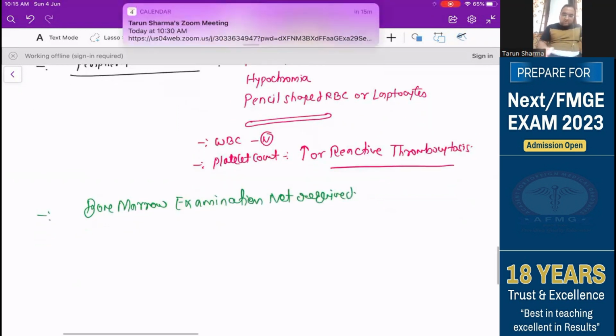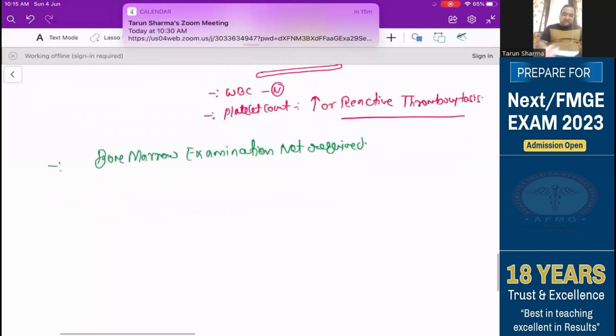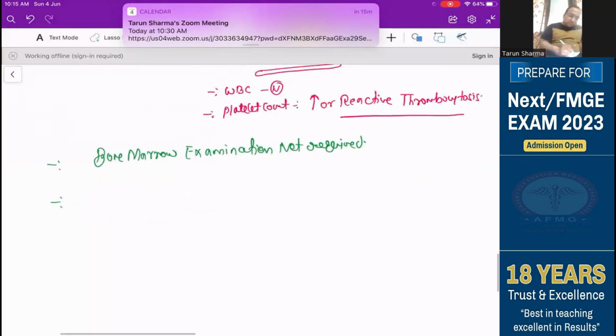So still we are not able to make out the exact diagnosis that it is iron deficiency anemia, because on peripheral blood smear also we are getting only the same thing, that is the microcytic hypochromic picture. So how to confirm it is an iron deficiency? For that you have to go for definitive diagnosis.